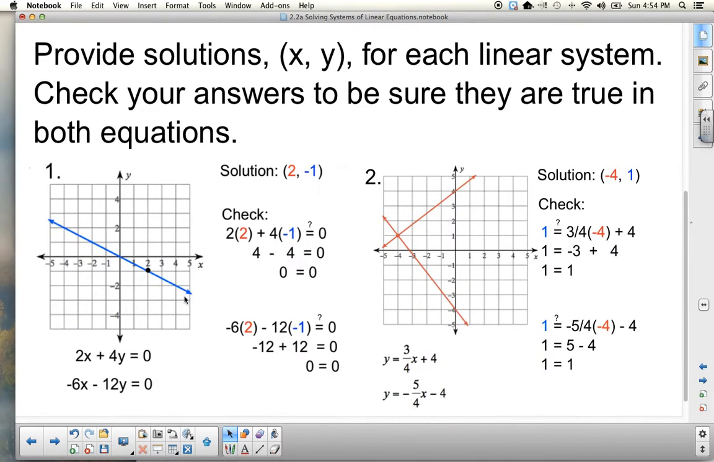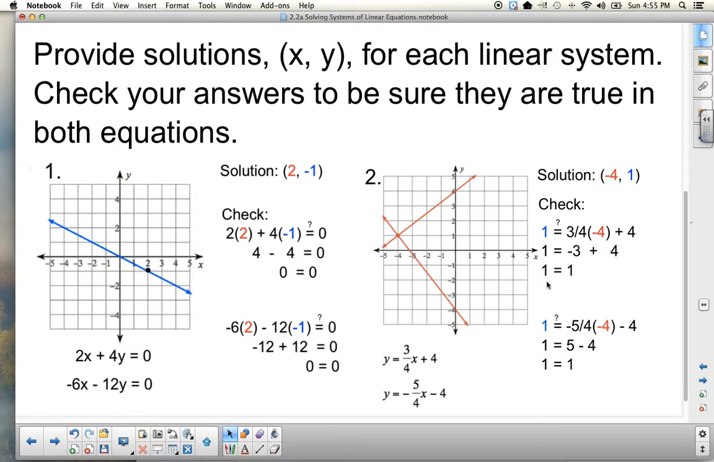So I've provided some solutions. I wanted you to see how this worked. You can see it on the graph. I picked a point that I know is on the line. So of course, when I put that point 2, -1 into both of the original equations, which are here, I'm going to get true statements. When I did the same thing over here, when I took this point -4, 1, and I put it into both of the original equations, which are here, of course I got true statements.